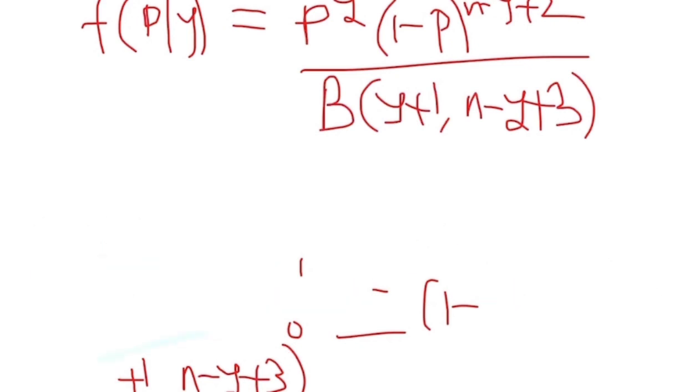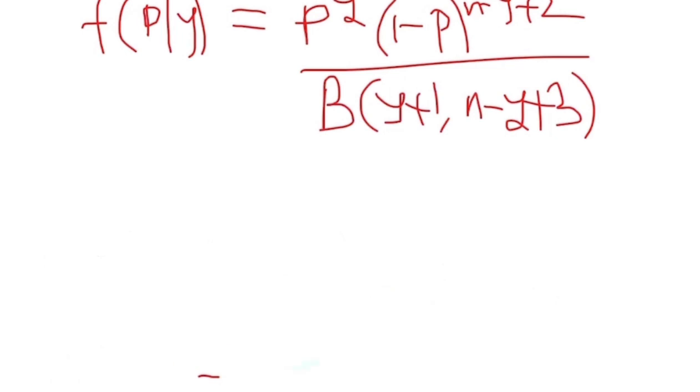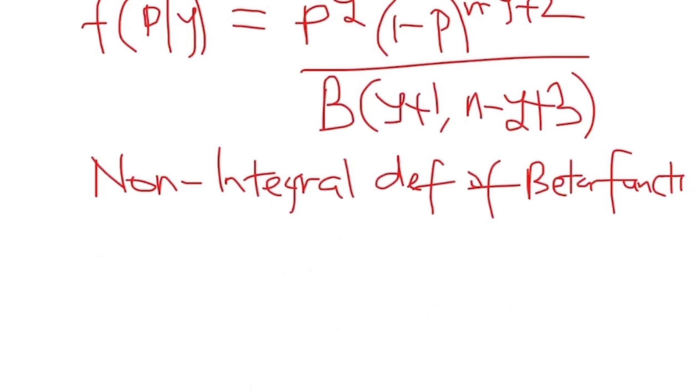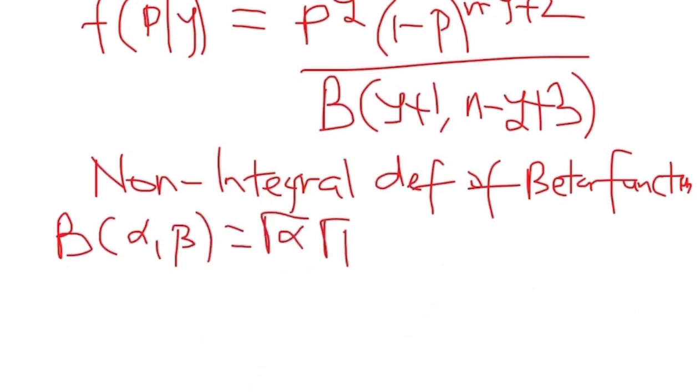If I have this right now, then I also need to remember the non-integral definition of a beta function. The non-integral definition of a beta function is gamma alpha, gamma beta over gamma of alpha plus beta.